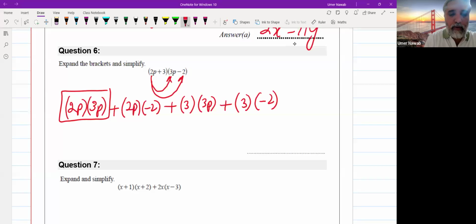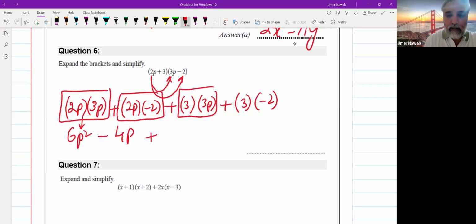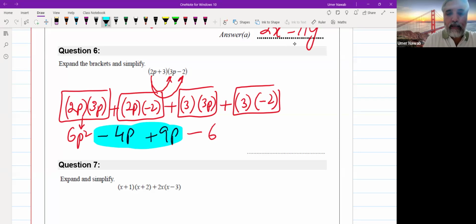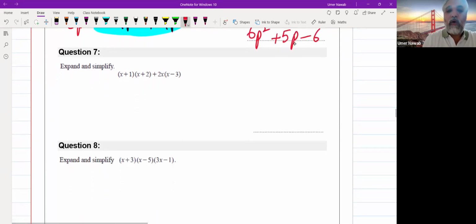But what is the final product coming? 6p squared. What is the final answer? Negative 4p. What is the final answer? 9p. What is the final answer? Negative 6. Then I can simplify these two terms and it's going to give me 6p squared plus 5p negative 6. Done.